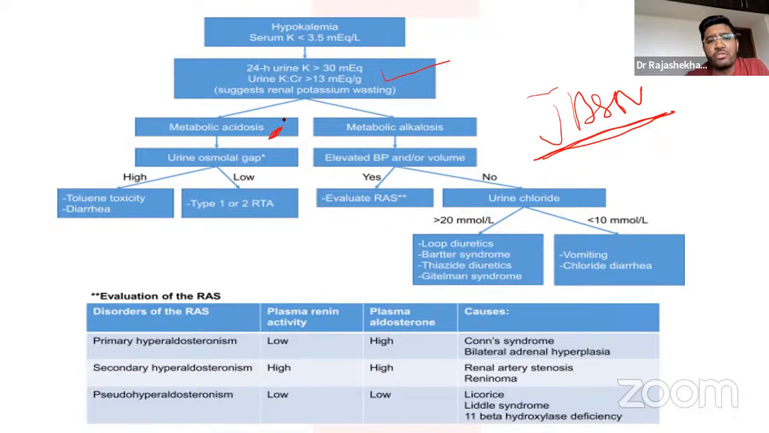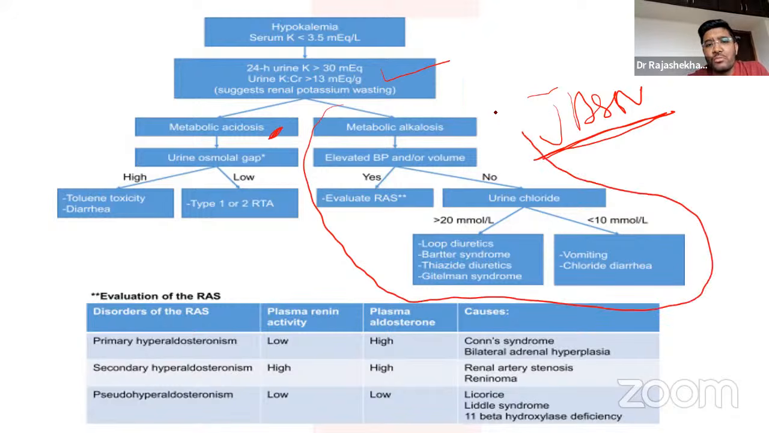If there is no metabolic alkalosis, the majority of the causes have been ruled out. Hyperaldosteronism is ruled out, diuretic toxicity is ruled out, Gitelman and Bartter are ruled out, vomiting is ruled out, everything is ruled out in the absence of metabolic alkalosis. If you see metabolic acidosis, then it is either diarrhea, toluene toxicity, glue sniffing, or type 1 and type 2 RTA.